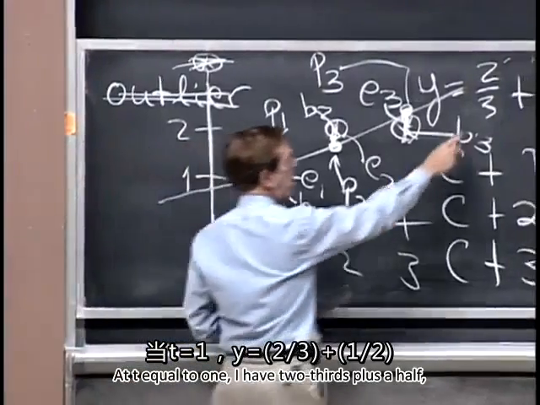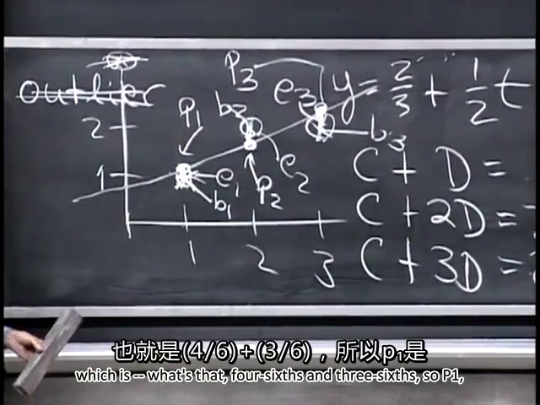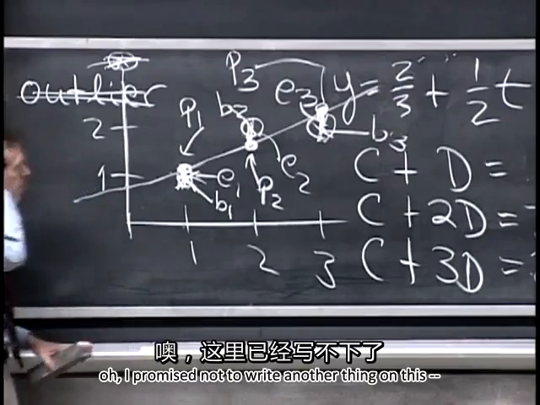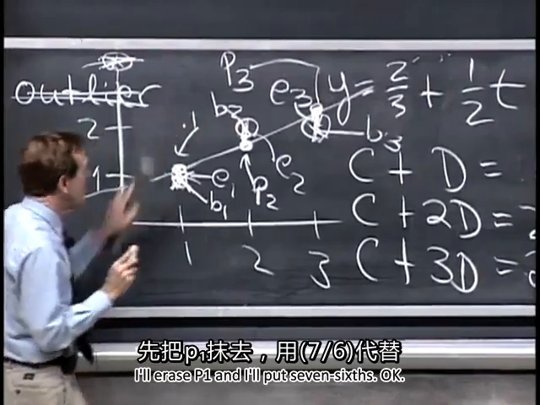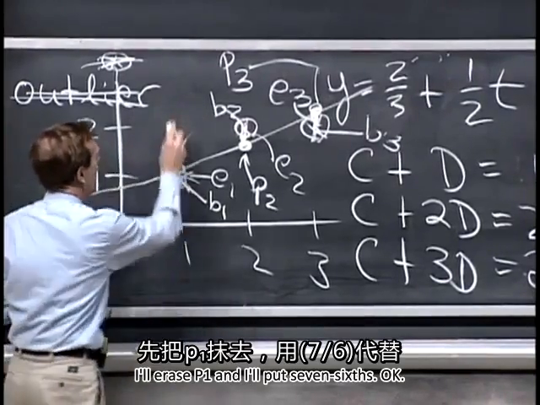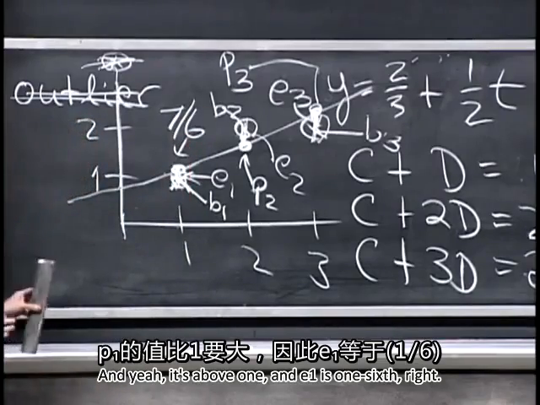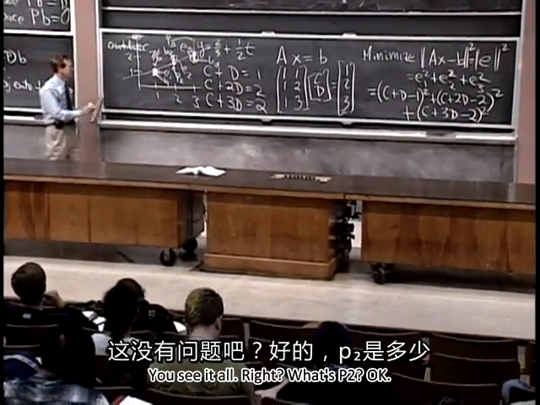At t equal to 1, I have 2/3 plus 1/2, which is, what's that, 4/6 and 3/6. So P1, I promised not to write another thing on this. I'll erase P1 and I'll put 7/6. Okay, and yes, it's above 1, and E1 is 1/6. Right, you see it all, right?